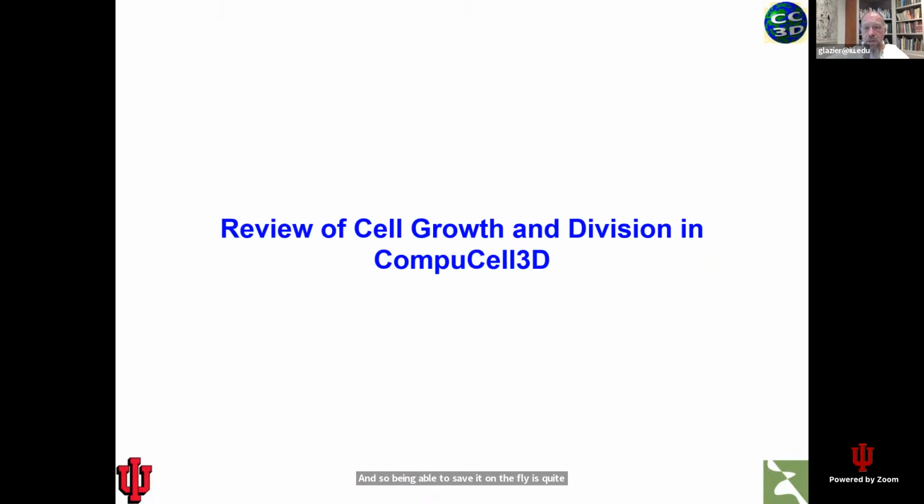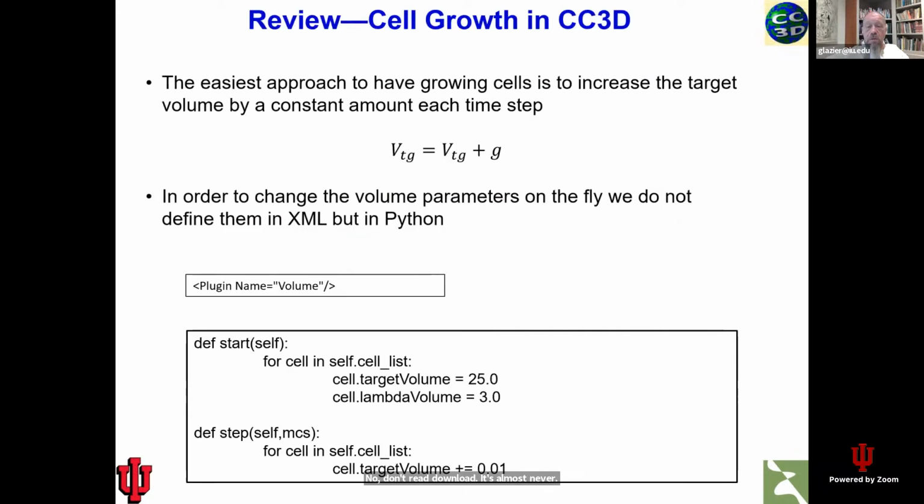I also just want to talk for a minute about cell growth, because I really do have to let us get on to the next deck pretty soon. Gilberto covered cell growth very nicely yesterday, but it went by pretty fast. Again, if we're going to have cells grow, we can only specify volume in Python. So we need the volume plugin loaded, nothing else. In the start function, we'll define the initial values of cell volume and lambda volume. And then in the step function, we'll have something that increments the cell volume. We'll use plus equals for cell.targetVolume equals cell.targetVolume plus a number.